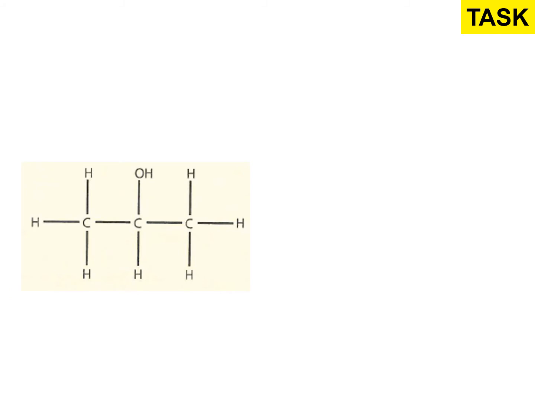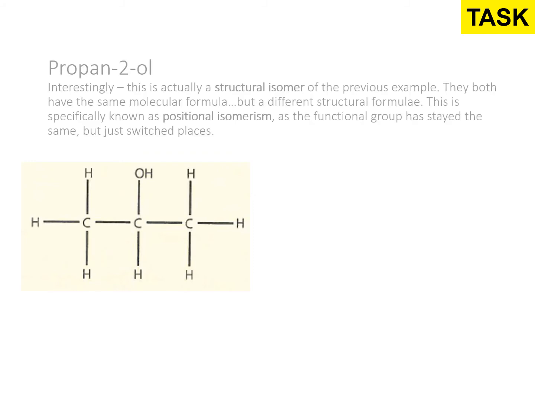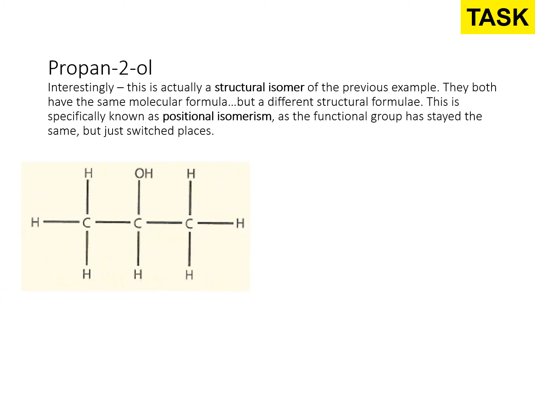In this case, the carbon chain is still 3, but the OH has moved from carbon number 1 to carbon number 2. So this is named as propan-2-ol.